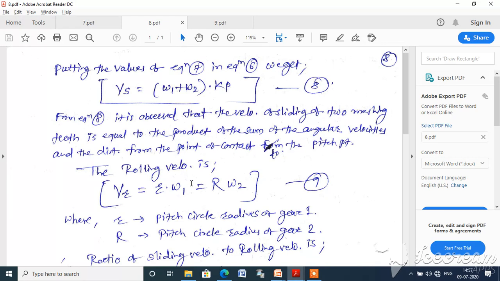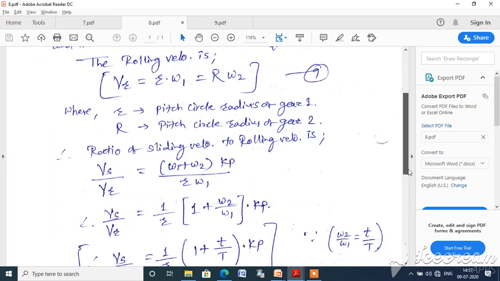Now another term, rolling velocity. Rolling velocity is denoted by Vr and it is equal to small r into omega 1, which is also equal to capital R into omega 2. So what is small r? Small r is the pitch circle radius of gear 1 and capital R is the pitch circle radius of gear 2.